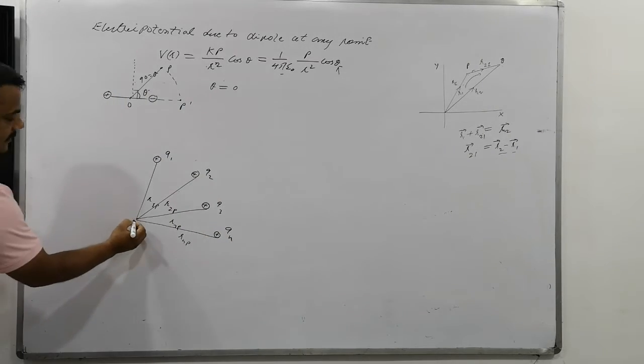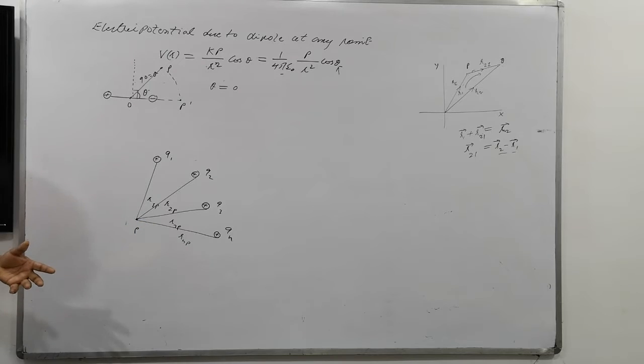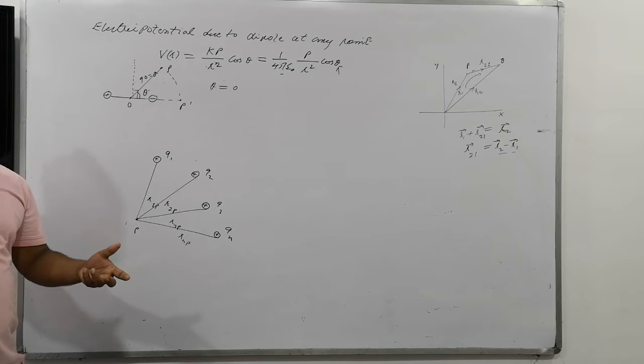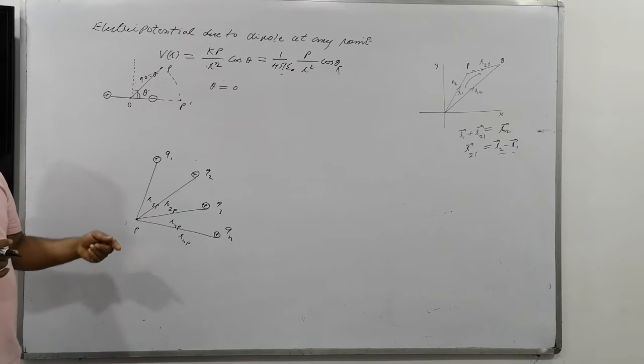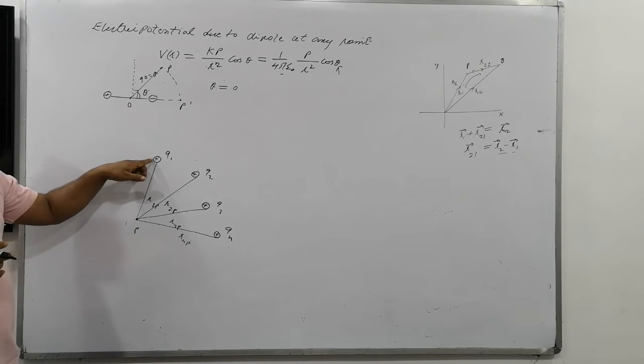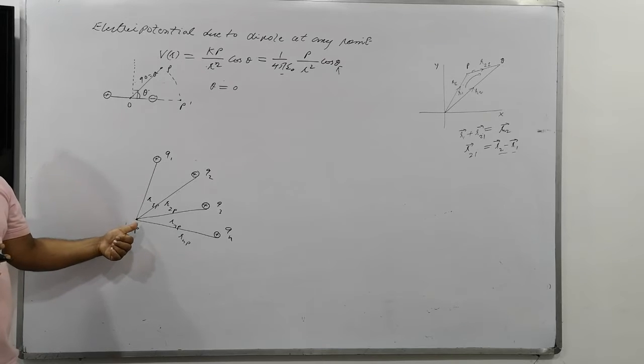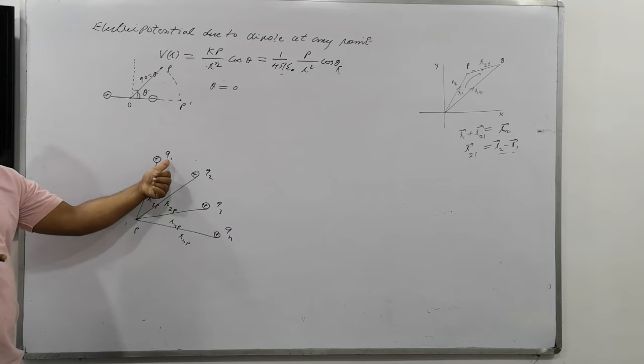This is also a point in this space. It will also have some position vector, so its position vector is RP. So I want to find out the position vector of Q1 with respect to P. RP means position vector of P.